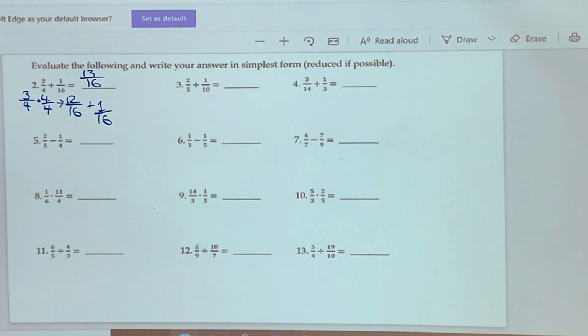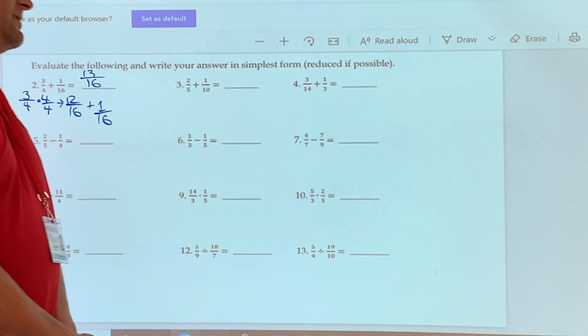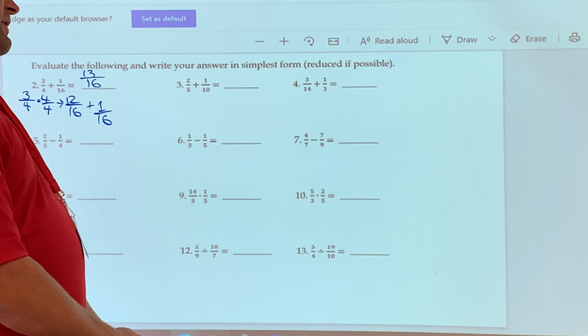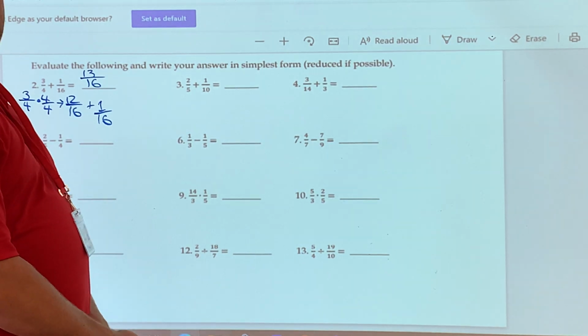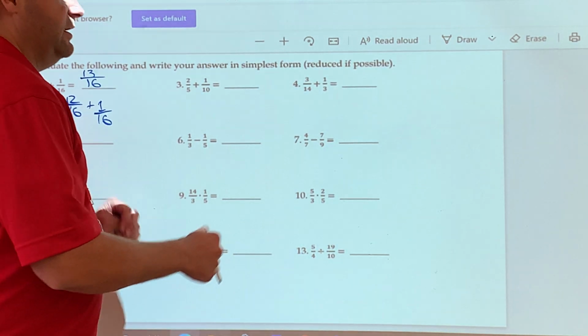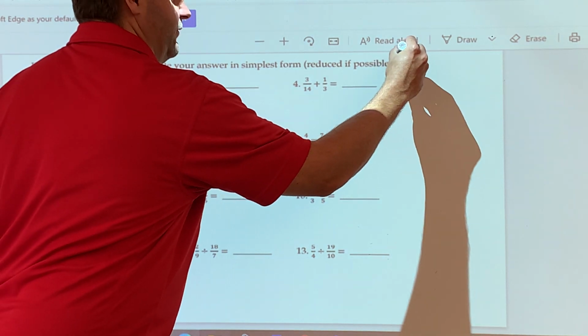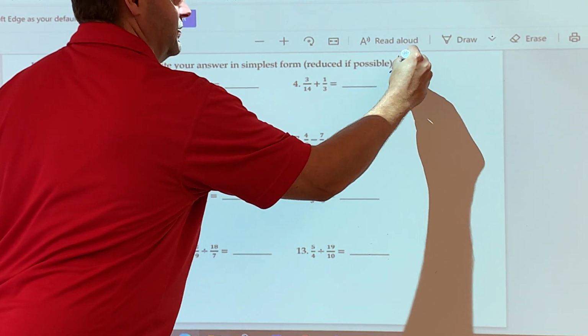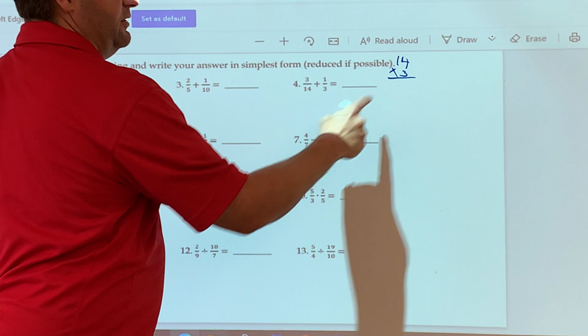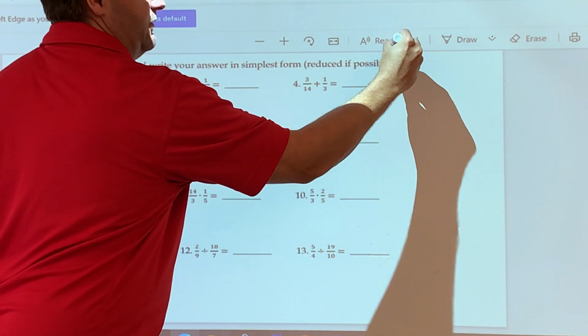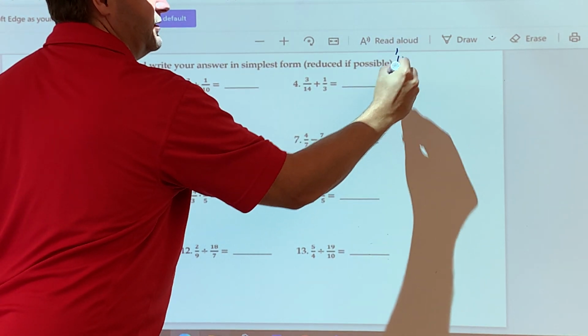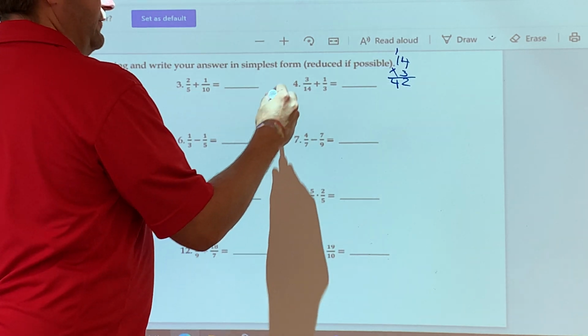Now, number 3 is a lot like number 2, so I'm going to skip it and look at number 4. I look at these and say, what is the smallest number that 3 and 14 share? If I can't think of it, the quickest way is to multiply 14 times 3. 3 times 4 is 12, add the 1, 3 times 1 is 3, so 42. So they both have 42 in common.